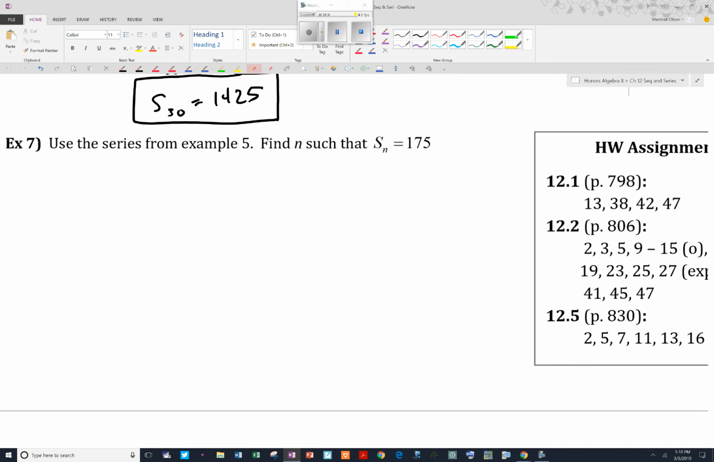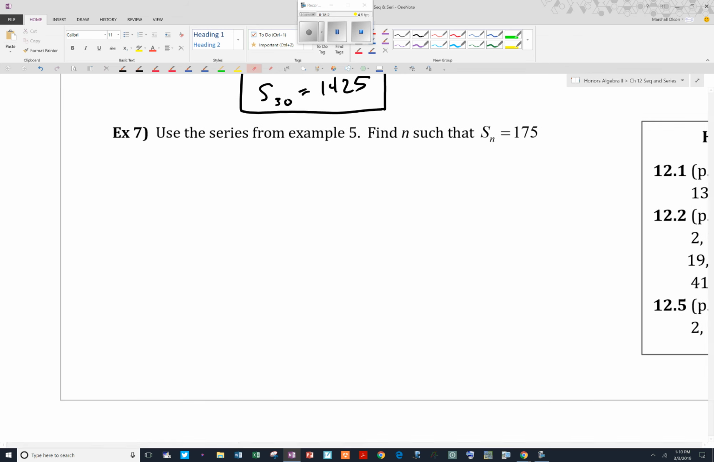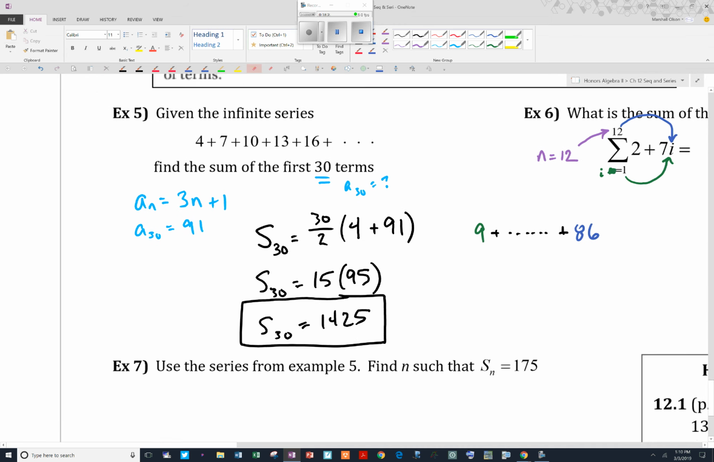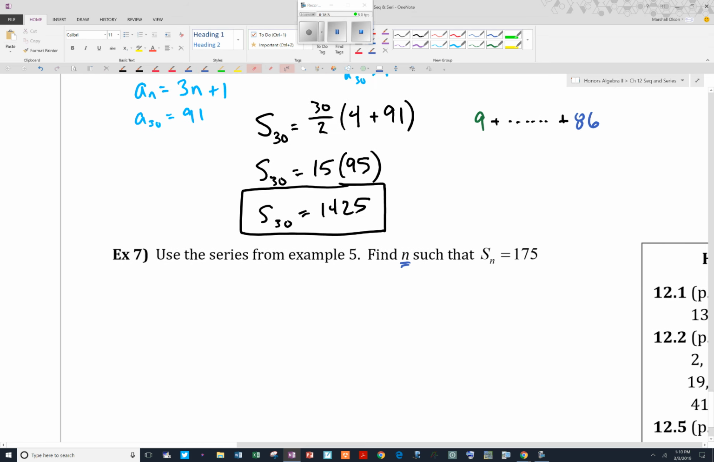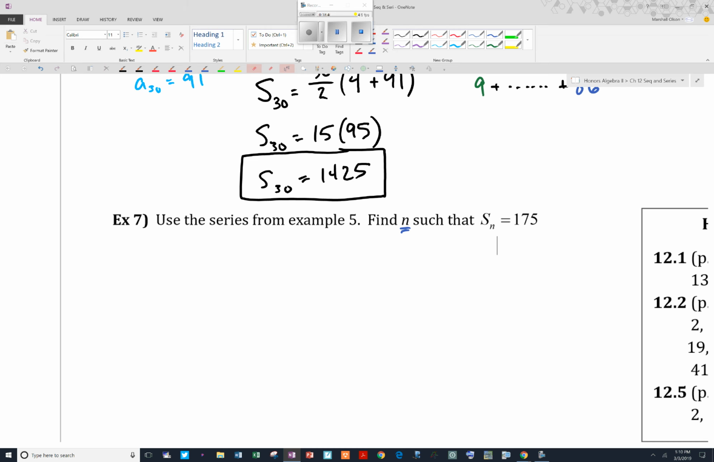All right, so our last example here is going to be to use that same series from example 5, which is right there. And we're going to find out what n would be in order to get a sum of 175. So here's what we're going to do for this one. We're going to take that formula. I'm just going to write that formula again right here. S sub n equals n divided by 2 times a sub 1 plus a sub n.